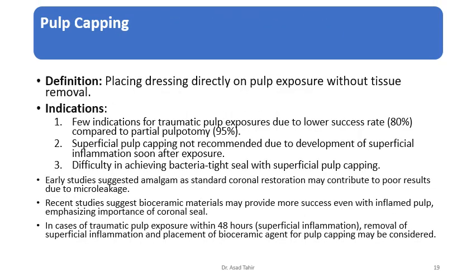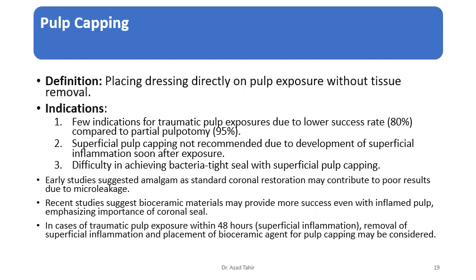Pulp capping. Definition: placing a dressing directly on the pulp exposure without tissue removal. Indications: few indications for traumatic pulp exposures due to a lower success rate, 80%, compared to partial pulpotomy, 95%. Superficial pulp capping is not recommended due to development of superficial inflammation soon after exposure, and difficulty in achieving a bacteria-tight seal.